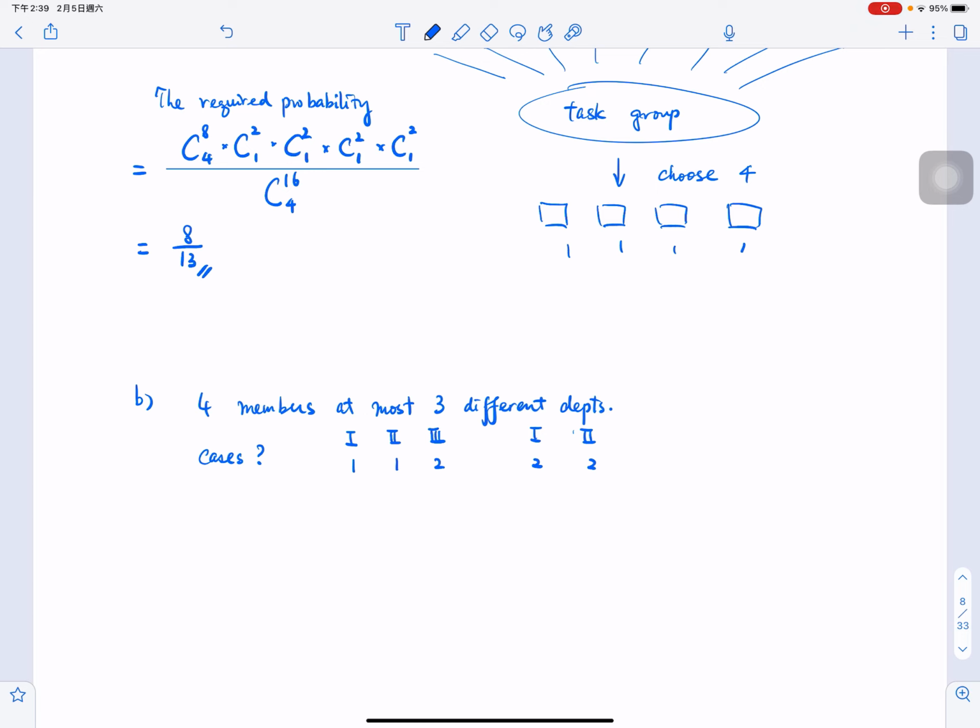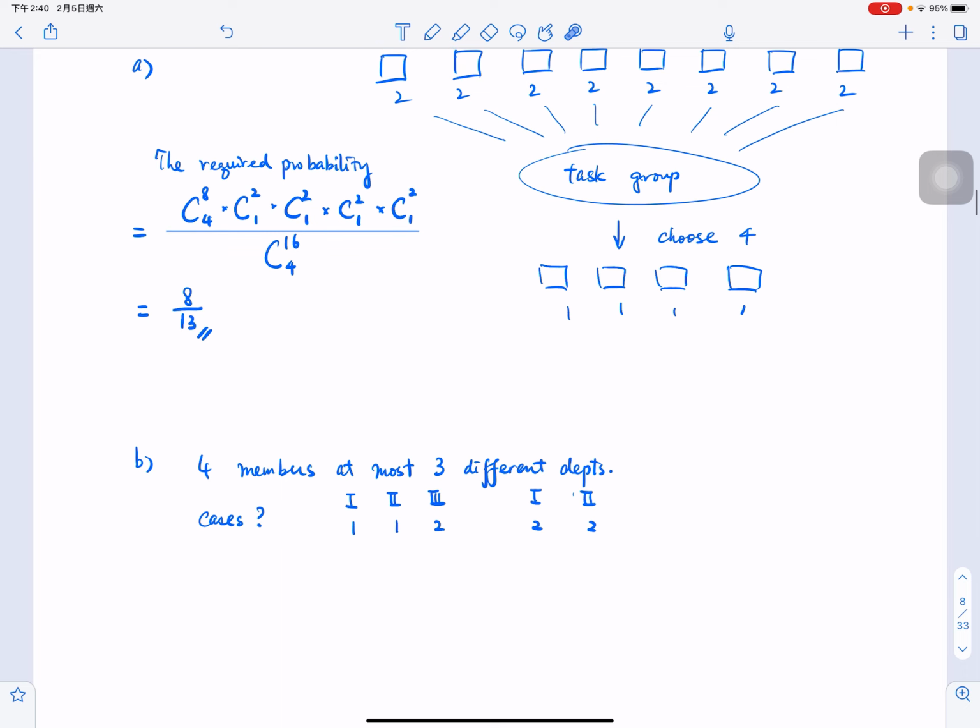We cannot choose only 1 department because you need to choose 4 members. So each department can only have 2. So at least you have 2 different departments, at most 3 different departments. So what do you think?